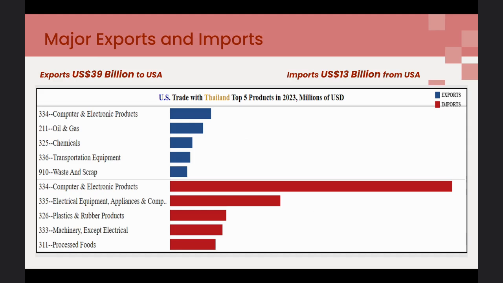Looking at the trade statistics in 2022, Thailand exported around 39 billion worth of goods to the US while importing approximately 13 billion, with key export sectors being electronics, automobiles, and machinery, and chemicals for import. This trade imbalance highlights strong demand in the US for Thai-made products, particularly in electronics and automobiles, offering opportunities for partnership or sourcing.